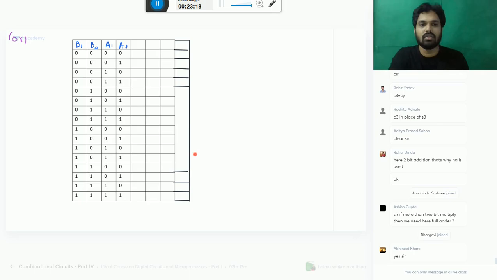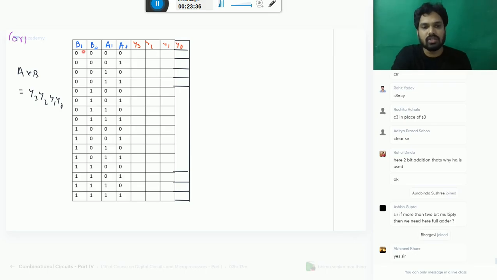Please listen here. I want to multiply A into B, which will give you Y3, Y2, Y1, Y0. It is 4-bit because you are multiplying two 2-bit numbers; the result will be how many bits? 4 bits. Y3, Y2, Y1, Y0.